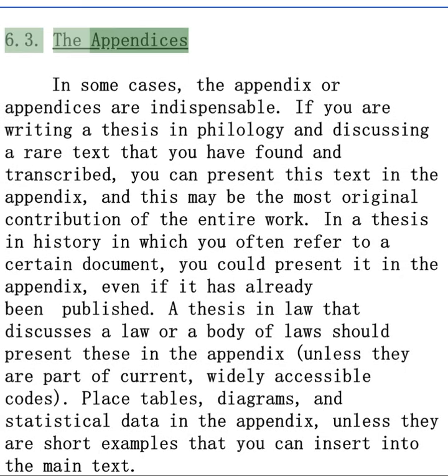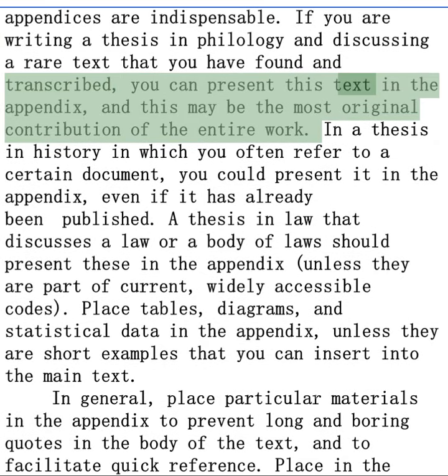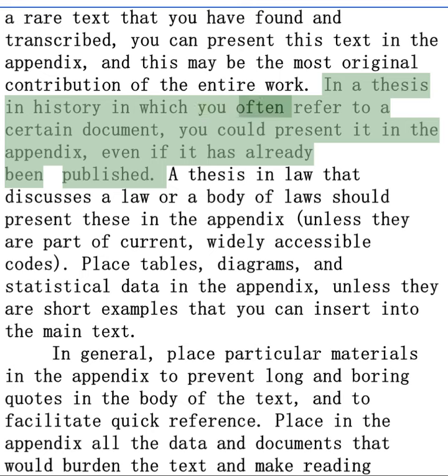6.3. The Appendices. In some cases, the appendix or appendices are indispensable. If you are writing a thesis in philology and discussing a rare text that you have found and transcribed, you can present this text in the appendix, and this may be the most original contribution of the entire work. In a thesis in history in which you often refer to a certain document, you could present it in the appendix, even if it has already been published.